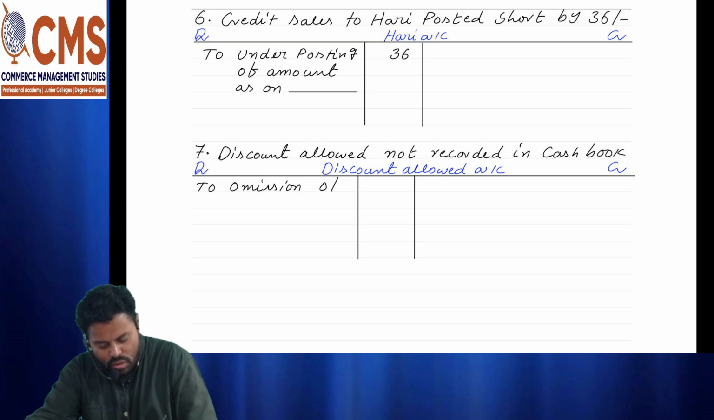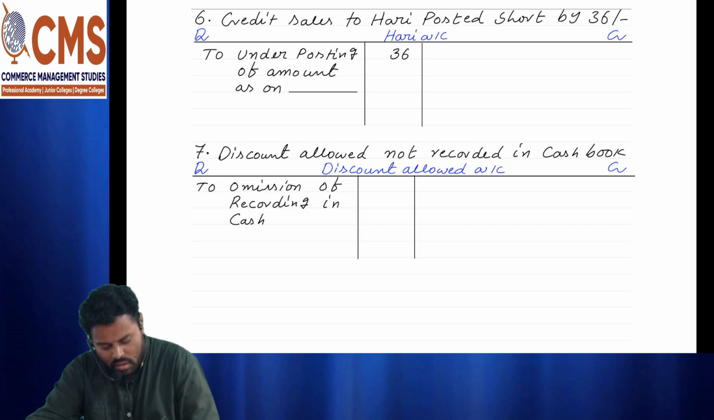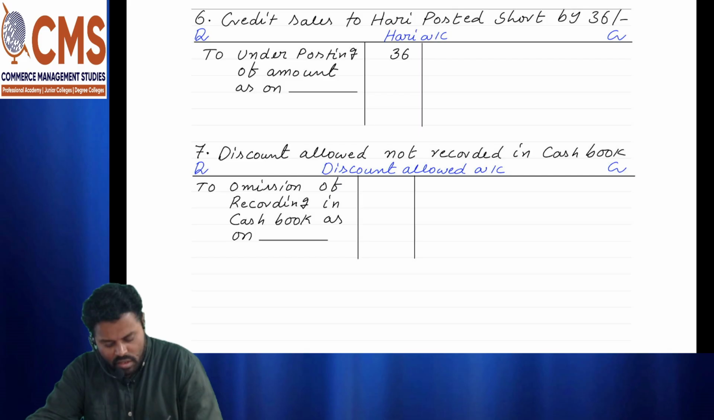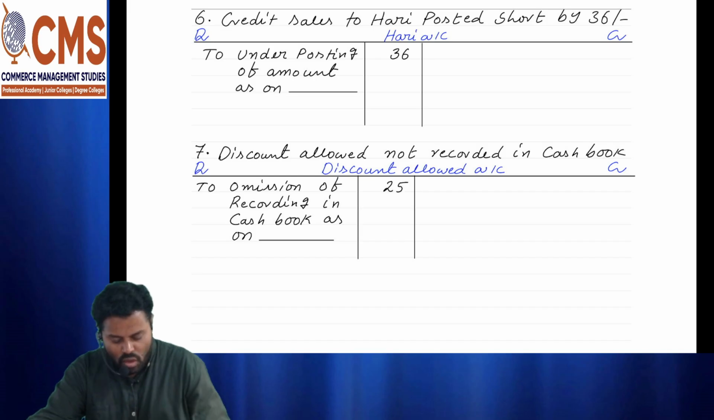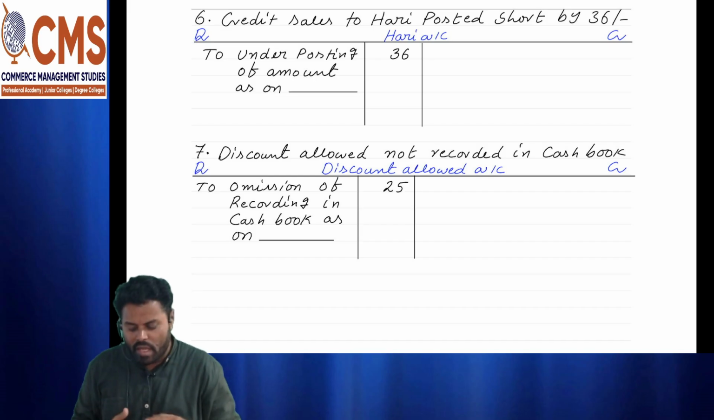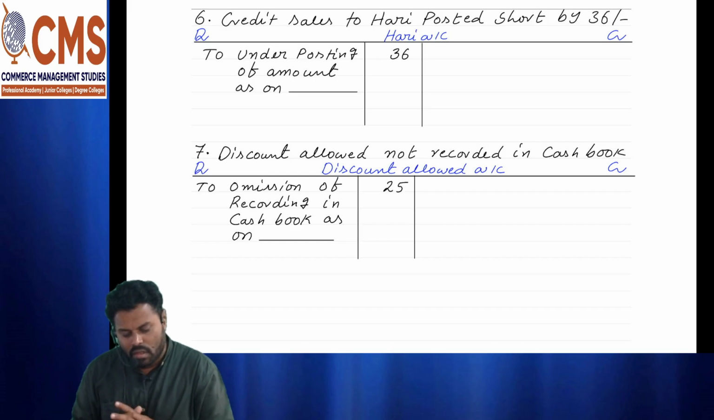To omission of recording in cash book as on the date. You have to be very clear on which date this particular receipt was received and when you forgot to record it in your cash book.